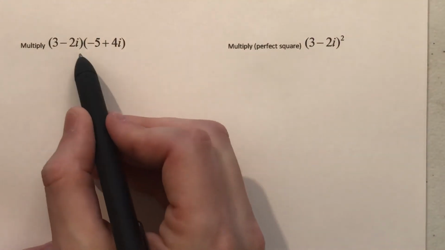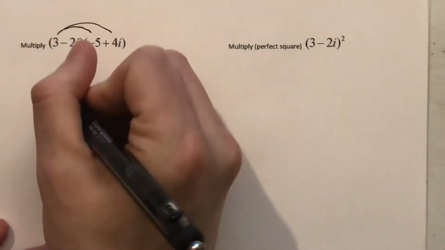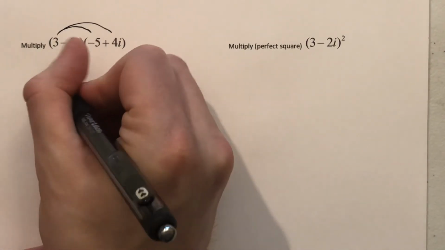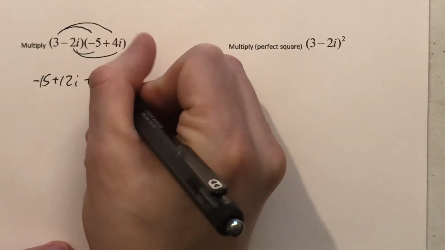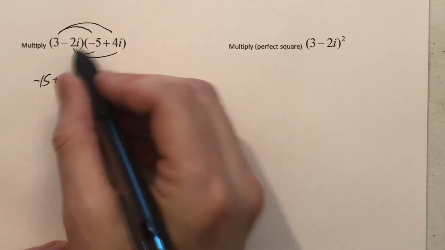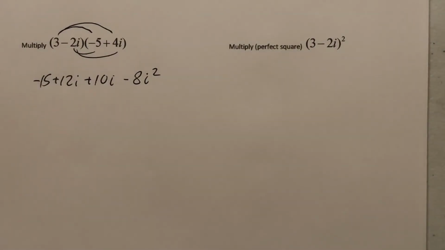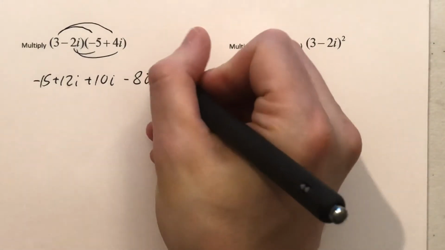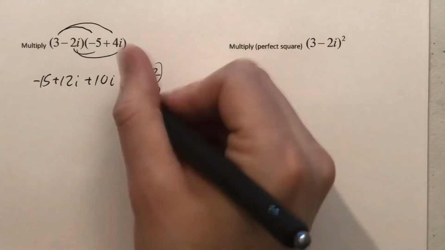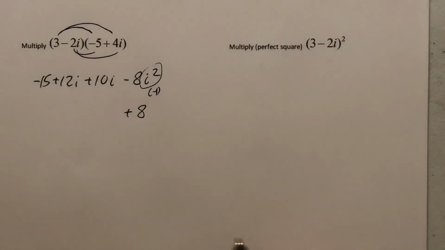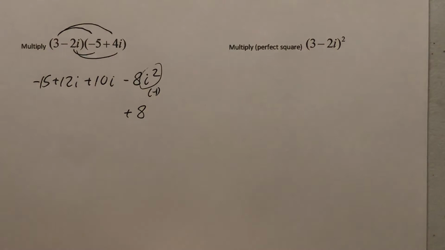All right, the next one here, multiplication. Just like polynomials, we're going to distribute first term to all the terms, so -15 plus 12i. Second term will distribute plus 10i. Now here, this last arc, -2 and 4 is -8, and i times i will give us an i squared. From there, we want to make sure we remember that i squared is like a -1. So this is really the term plus 8, right? -8 i squared is like a -8 and a -1, so it's a +8.